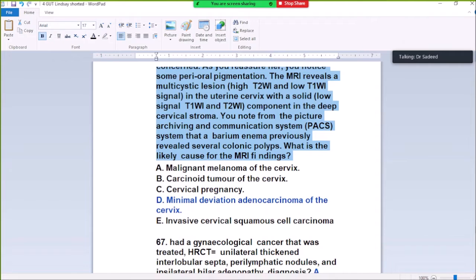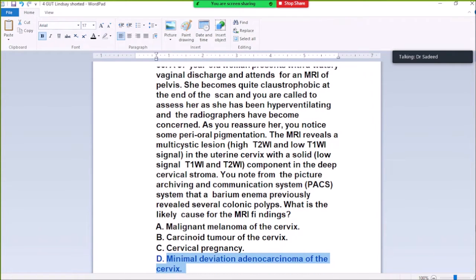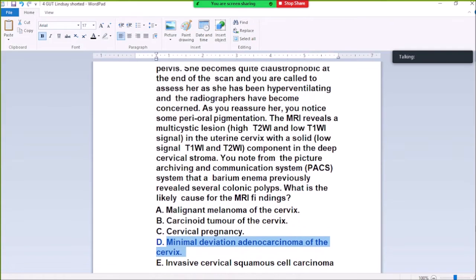Minimal deviation adenocarcinoma of the cervix, because she has familial adenomatous polyposis, that is Peutz-Jeghers syndrome, because of the perioral pigmentation, and it is associated with adenocarcinoma of the cervix.